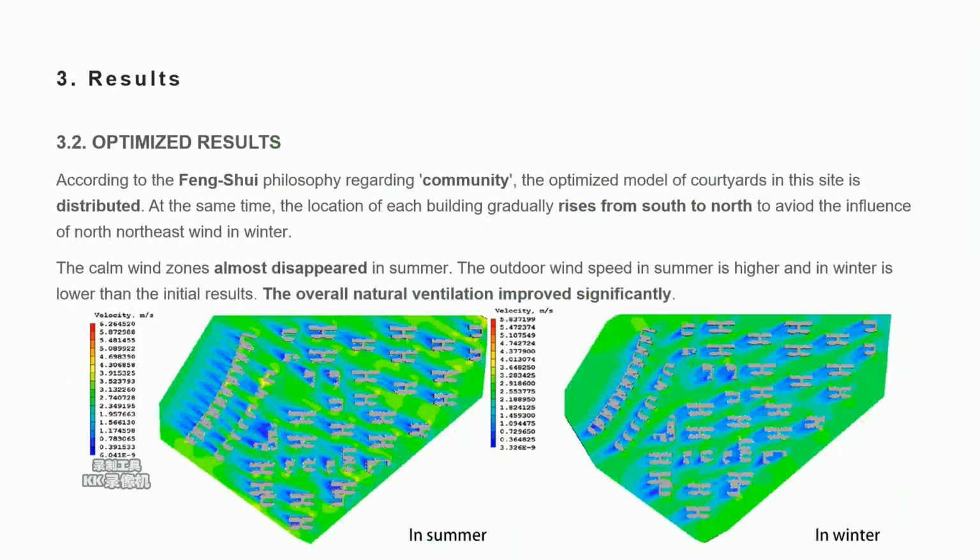After this, we got the optimized results according to Feng Shui philosophy. Regarding the community, in the optimized model the buildings are distributed more dispersedly. At the same time, the location of each building gradually rises from south to north to avoid the influence of the north-northeast wind in winter. So as the picture shows, the calm wind zones mostly disappear in summer. The outdoor wind speed in summer is higher, and in winter is lower, than the initial results. The overall natural ventilation improved significantly.